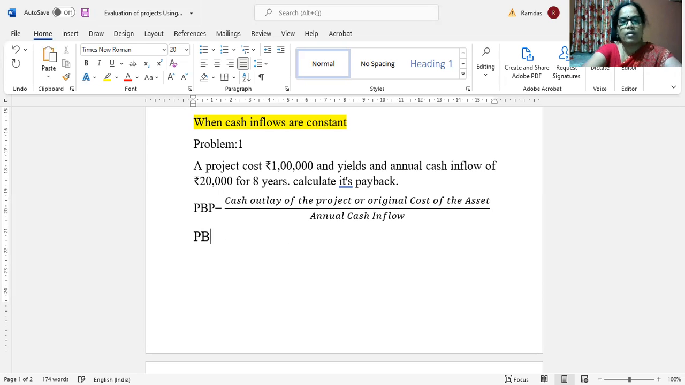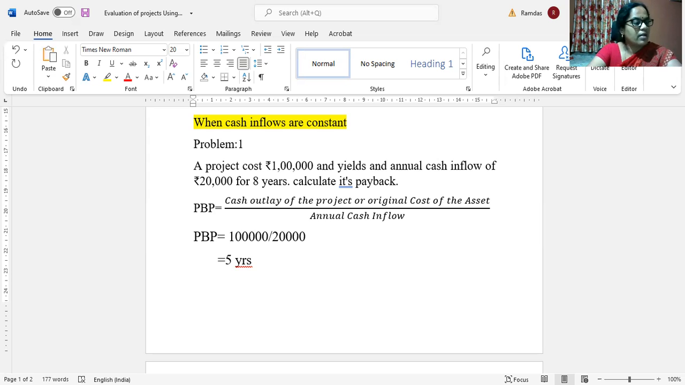So all we need to do is substitute the values. The annual cash inflow given is 20,000 per annum and the original cost is 1 lakh. So it's going to be 1 lakh divided by 20,000, which gives me 5 years. Always, as we are calculating payback period, the answer is expressed in years.